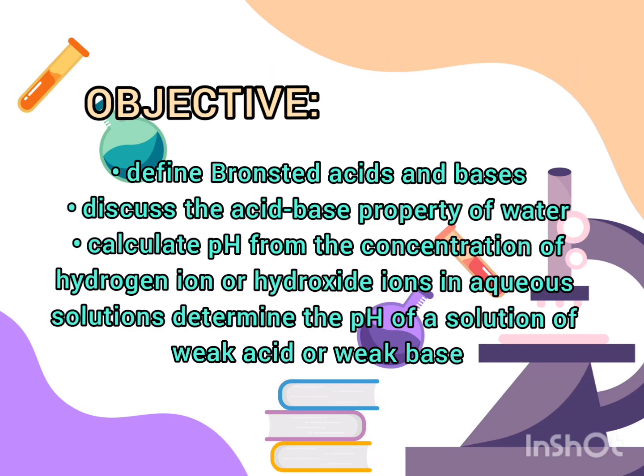Before we go further, I will first read our objectives for this discussion. First, define Bronsted acids and bases. Second, discuss the acid-base property of water. Third, calculate pH from the concentration of hydrogen ions or hydroxide ions in aqueous solutions. Lastly, determine the pH of a solution of a weak acid or weak base.